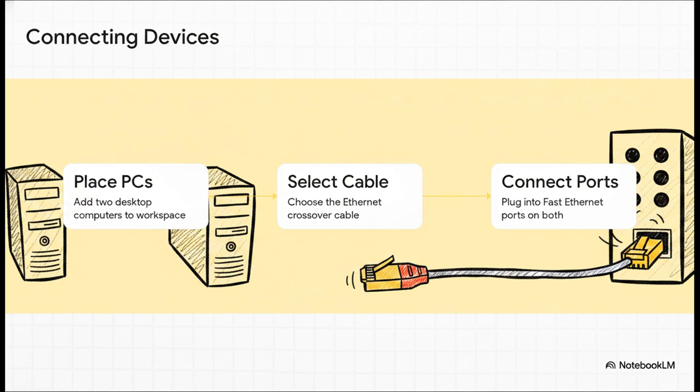Then, we literally just drag the cable over to the second PC, click it, and plug the other end straight into its fast Ethernet port. I want you to imagine actually holding a cable and plugging it into the back of a physical PC tower until you hear that little click. That is exactly what we've just simulated.